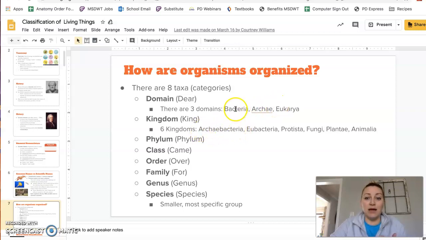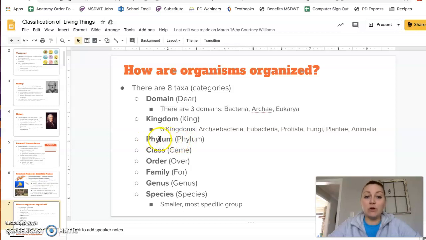So within bacteria and archaea, they have their own kingdoms within there. So there are 6 kingdoms: archaeobacteria, eubacteria, protists, fungi, plants, and animals. Then in each of these, like let's say that we go into the animal kingdom, right? You've heard that phrase before, animal kingdom. Then within there are different folders, right? Subfolders. Those will be the phyla.